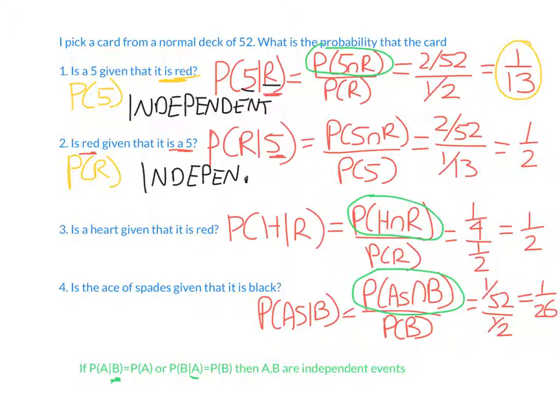The probability of picking a red card, given that it's a 5, was the same as the probability of picking a 5. So red card and picking a 5 are independent.